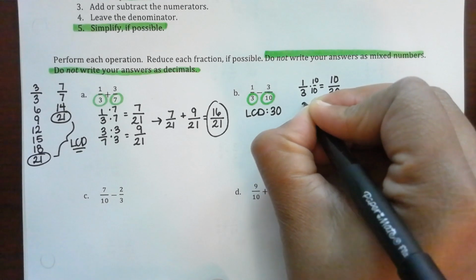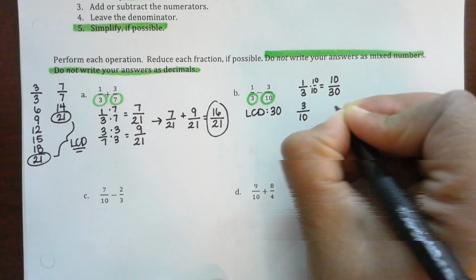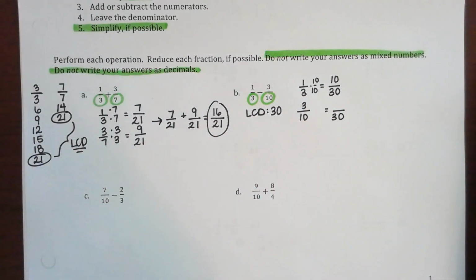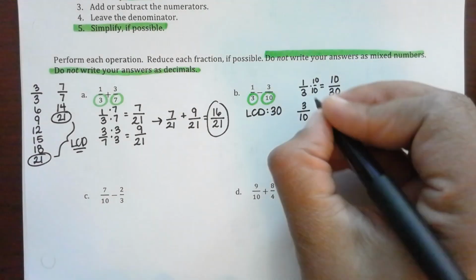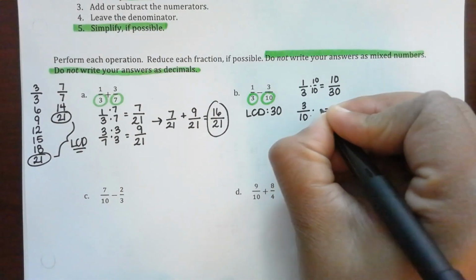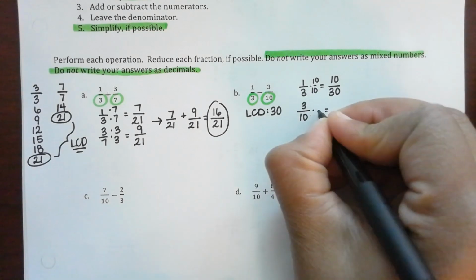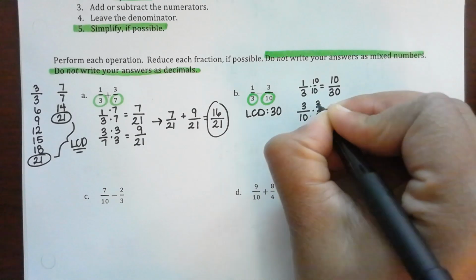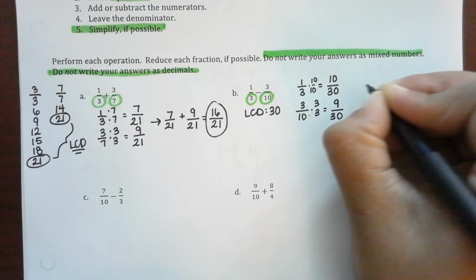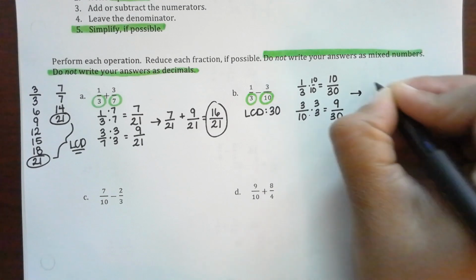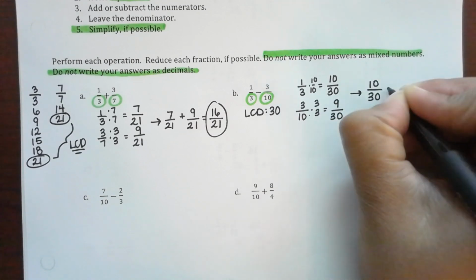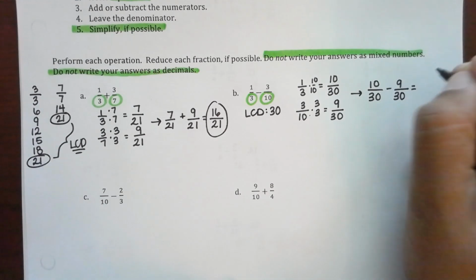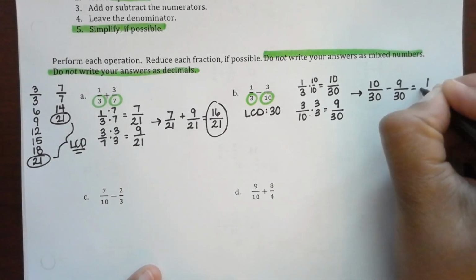And then we have 3 over 10, right? Has changed into something over 30. What multiplied to 10 to get 30? 3. So what do I do to the bottom? I have to do the same to the top. So what's 3 times 3? So how would I rewrite this? Which gets me over.